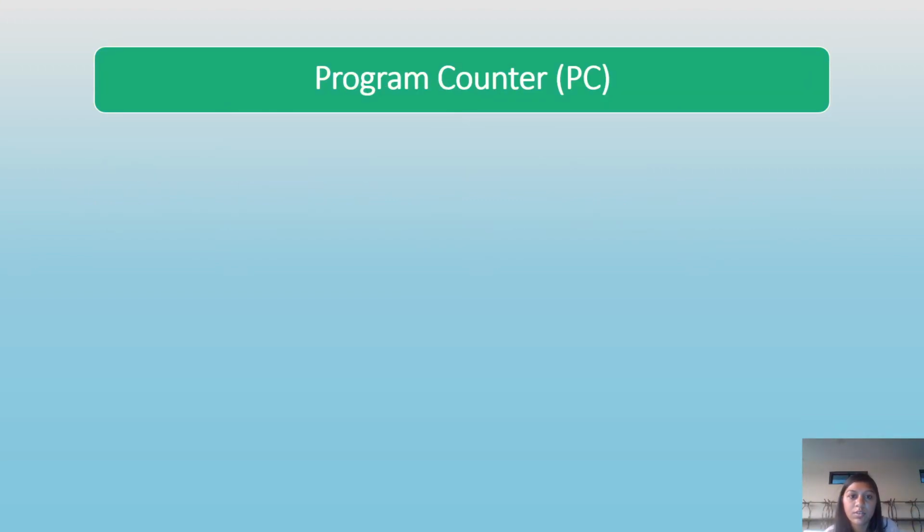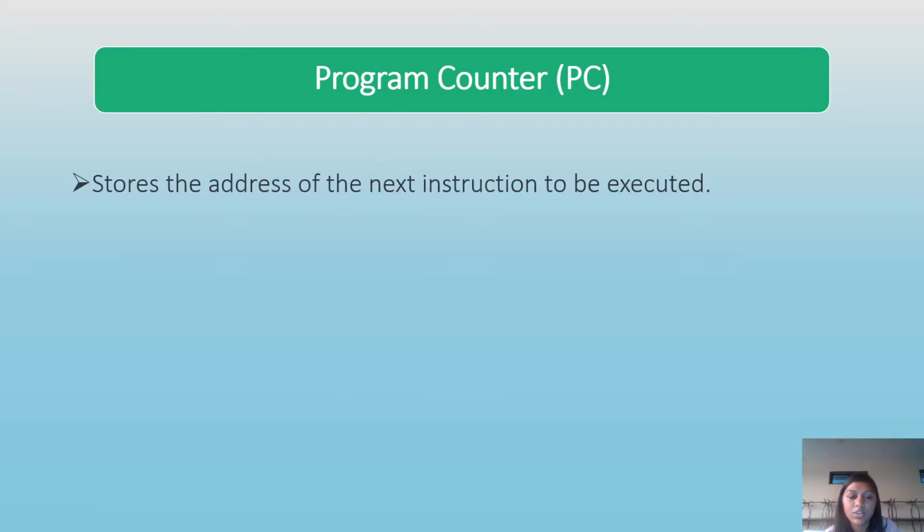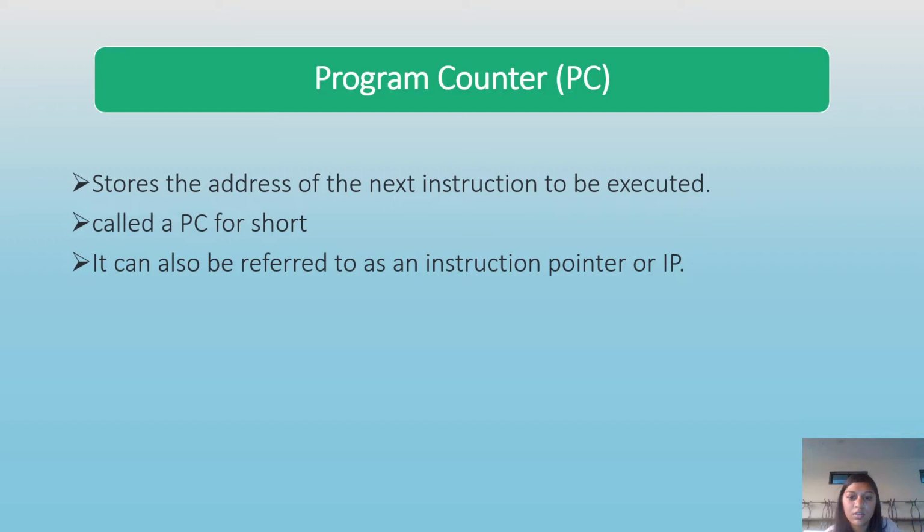The next one is the program counter. Program counter is a register in the central processing unit that stores the address of the next instruction to be executed. The program counter is often called a PC for short. It can also be referred to as an instruction pointer or IP.